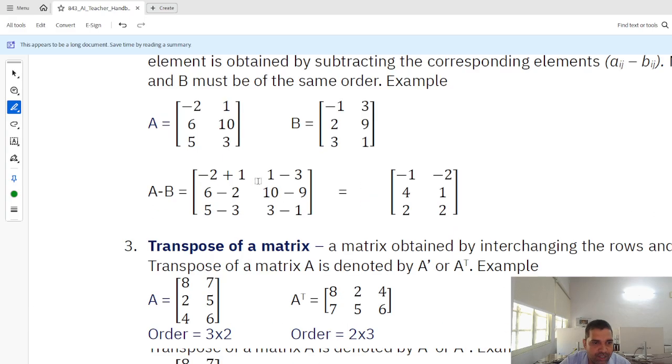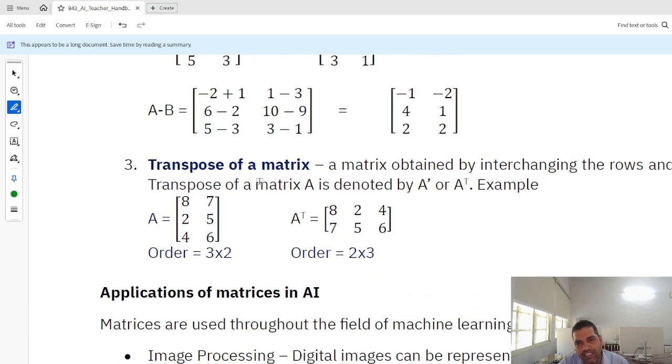Similarly, we do the subtraction also. Transpose of a matrix means converting the rows into columns. So if you convert these rows into columns, this is the row data 8, 7, and you can convert it into a column. Now 8, 7 will become a column, 2, 5 another column, 4, 6 another column. So this matrix having order 3 by 2, when you transpose, will become 2 by 3.